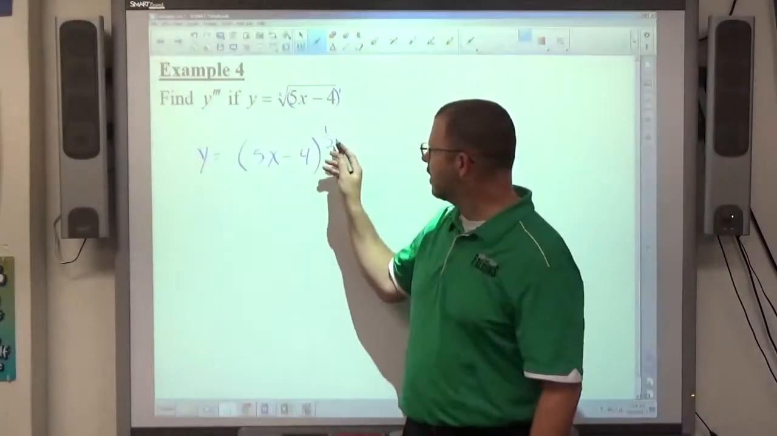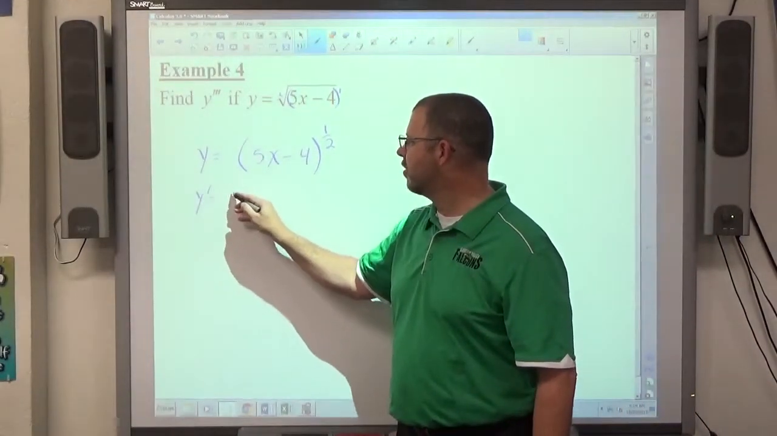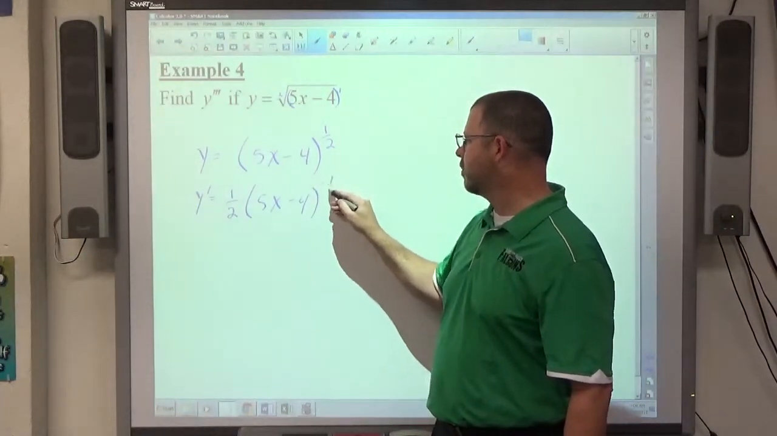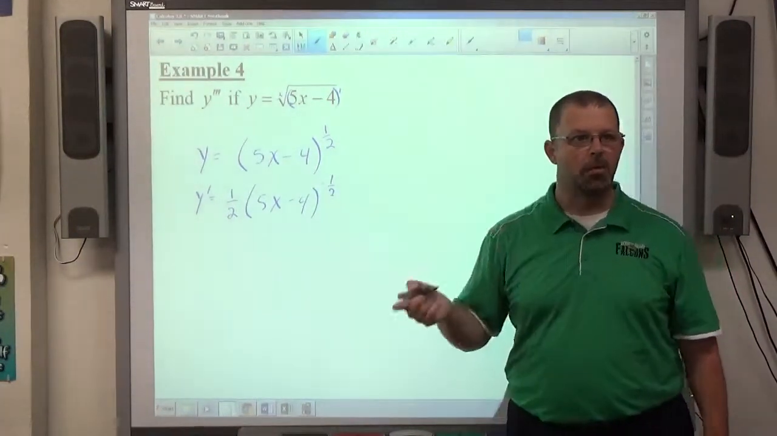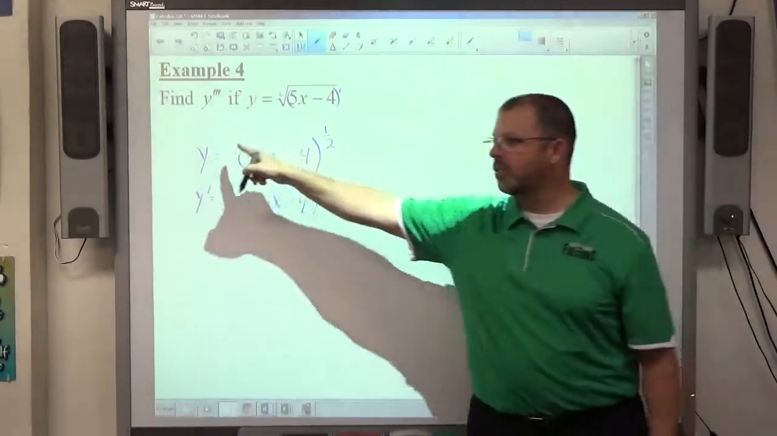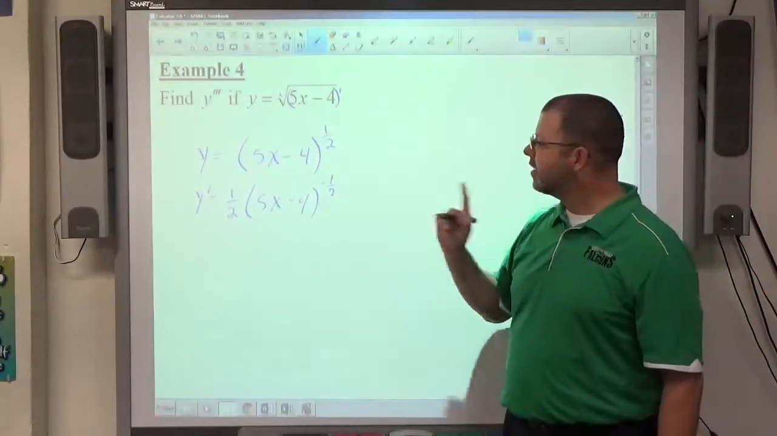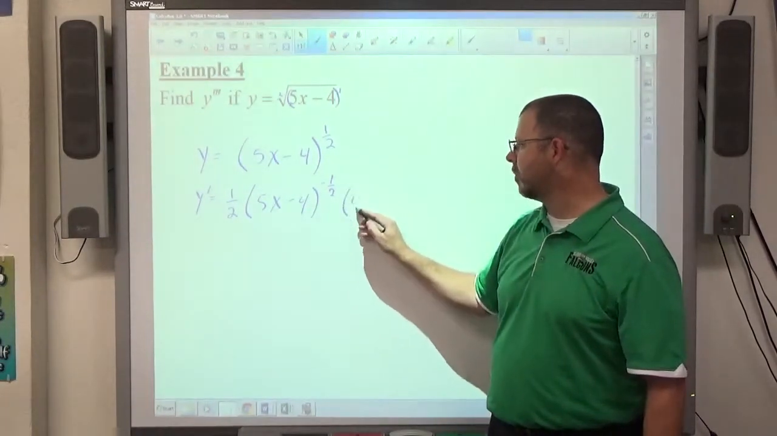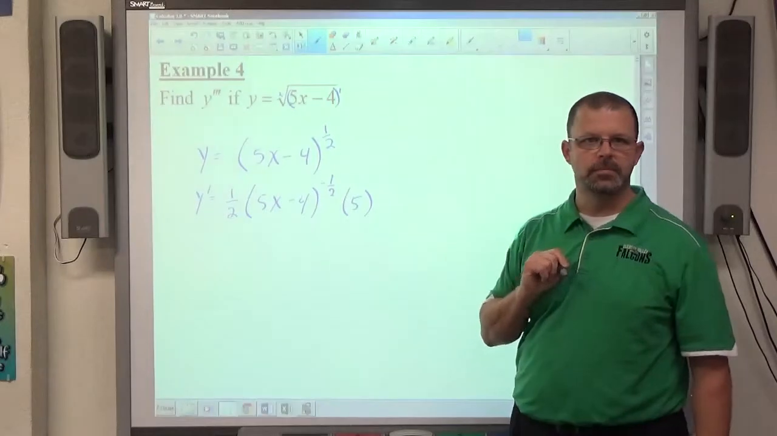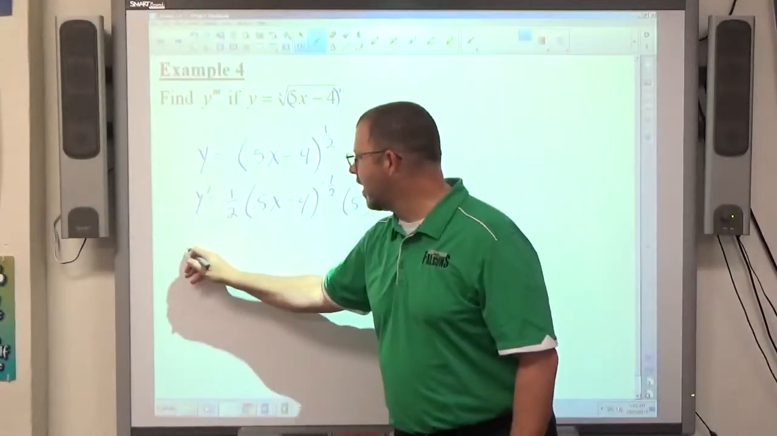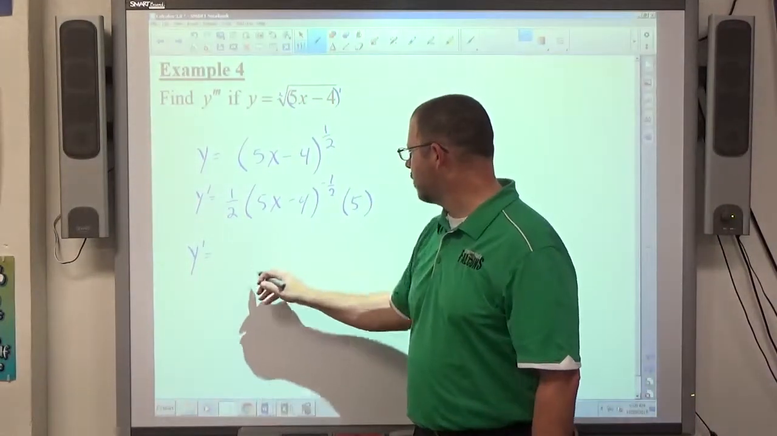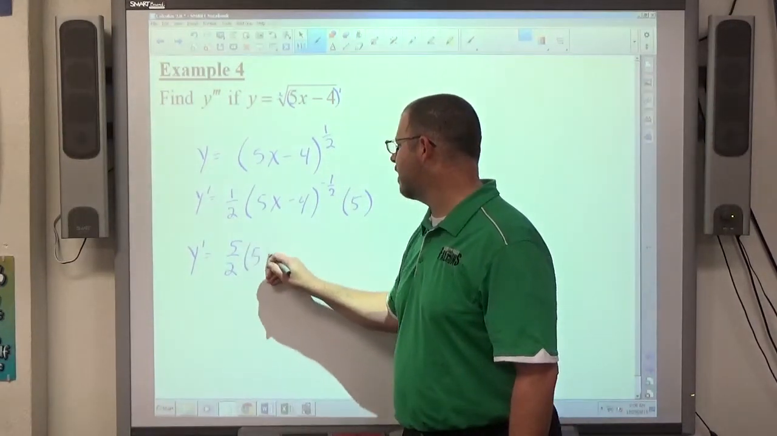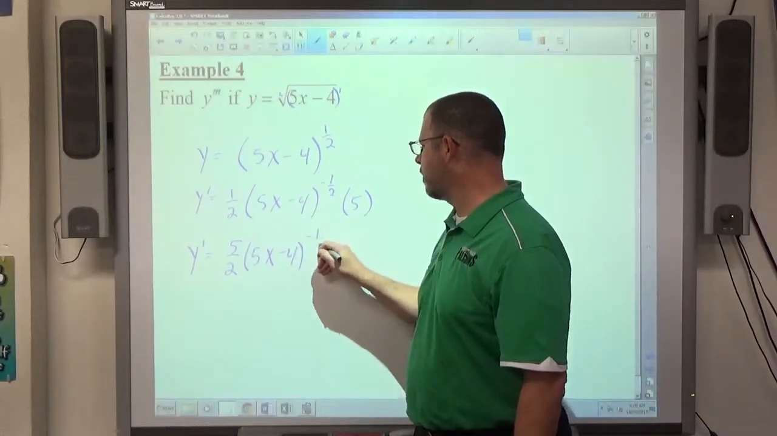So, if I differentiate this, y prime is going to equal 1/2 times 5x minus 4 to the negative 1/2. That's just the power rule happening there. Power rule is a calculus step, so notice y changed to y prime. I took a derivative. Since 5x minus 4, the base, has a derivative of 5, I'm going to multiply that times 5. And if I simplify that out, y prime equals 5/2 times 5x minus 4 to the negative 1/2 power.